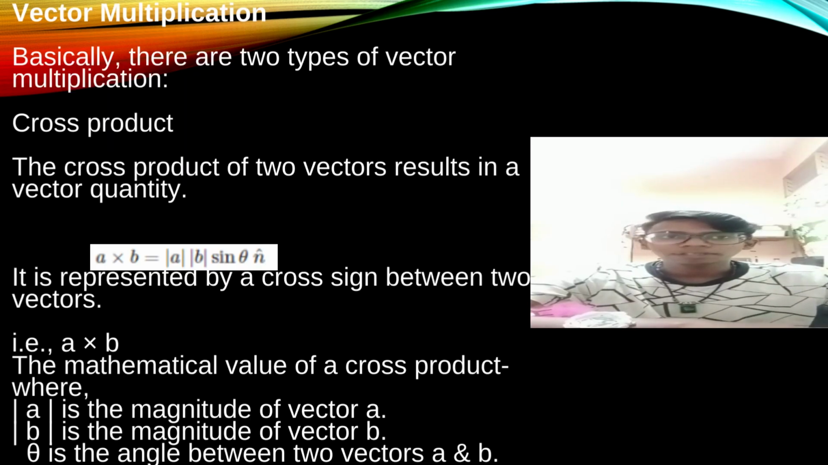Vector multiplication. Basically, there are two types of vector multiplication. First, cross product. The cross product of two vectors results in a vector quantity. It is represented by a cross sign between two vectors, for example, A cross B. The mathematical value of a cross product is A cross B equal to modulus A modulus B sin theta n, where modulus A is the magnitude of vector A and modulus B is the magnitude of vector B. Theta is the angle between the two vectors A and B.